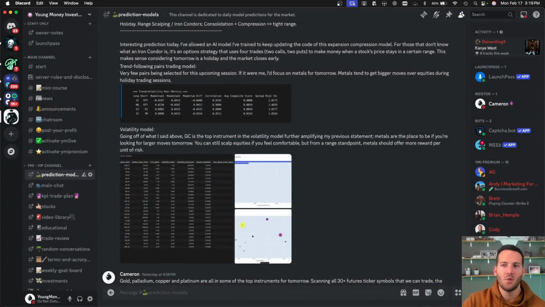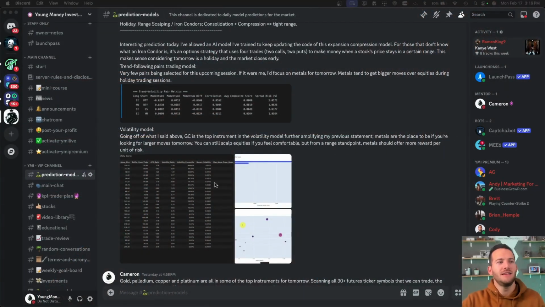Because why is that important? Again, our strategies tend to be based on needing volatility in order to work. Now, we have some range strategies and things like that. However, most strategies, when you are a directional trader, they require you to have volatility.